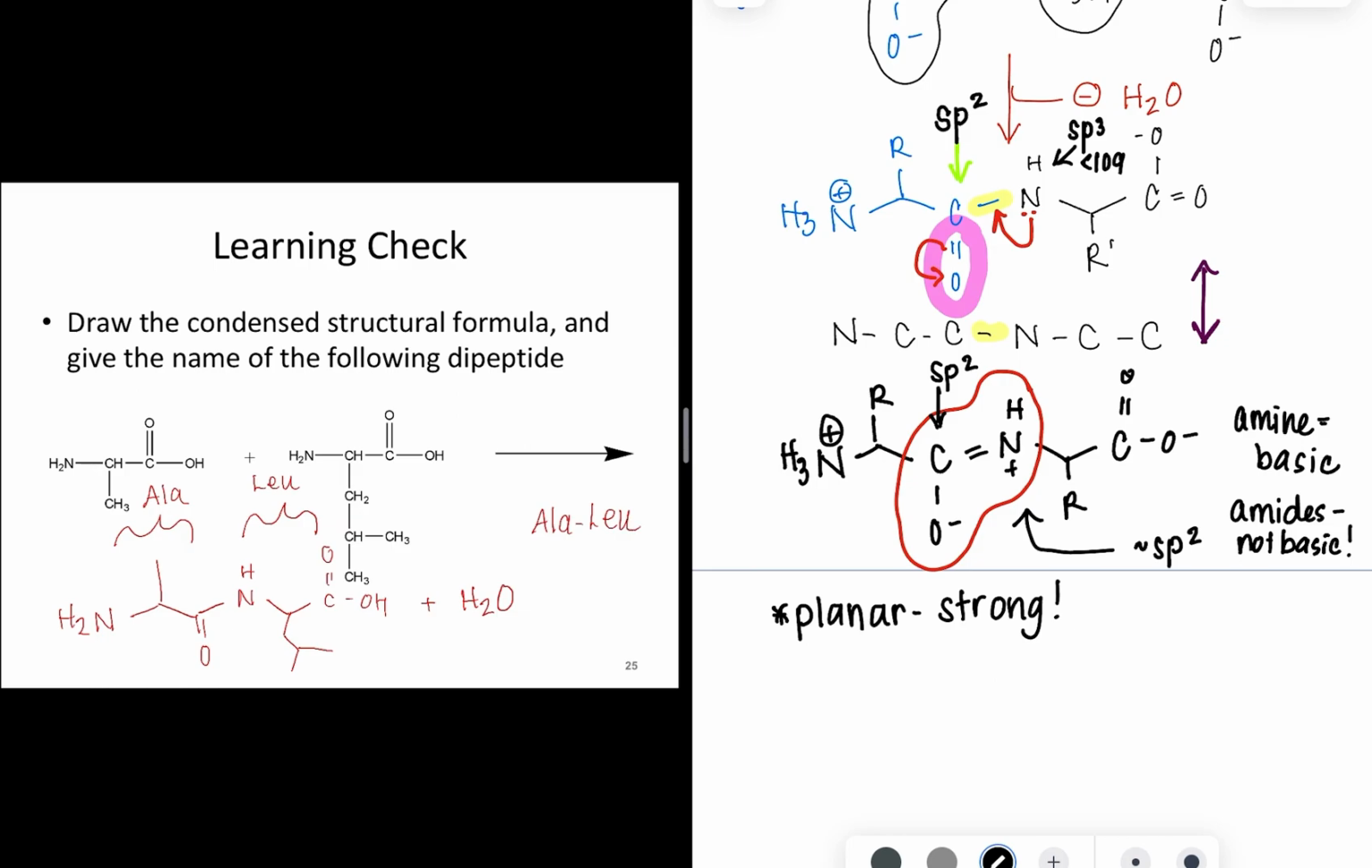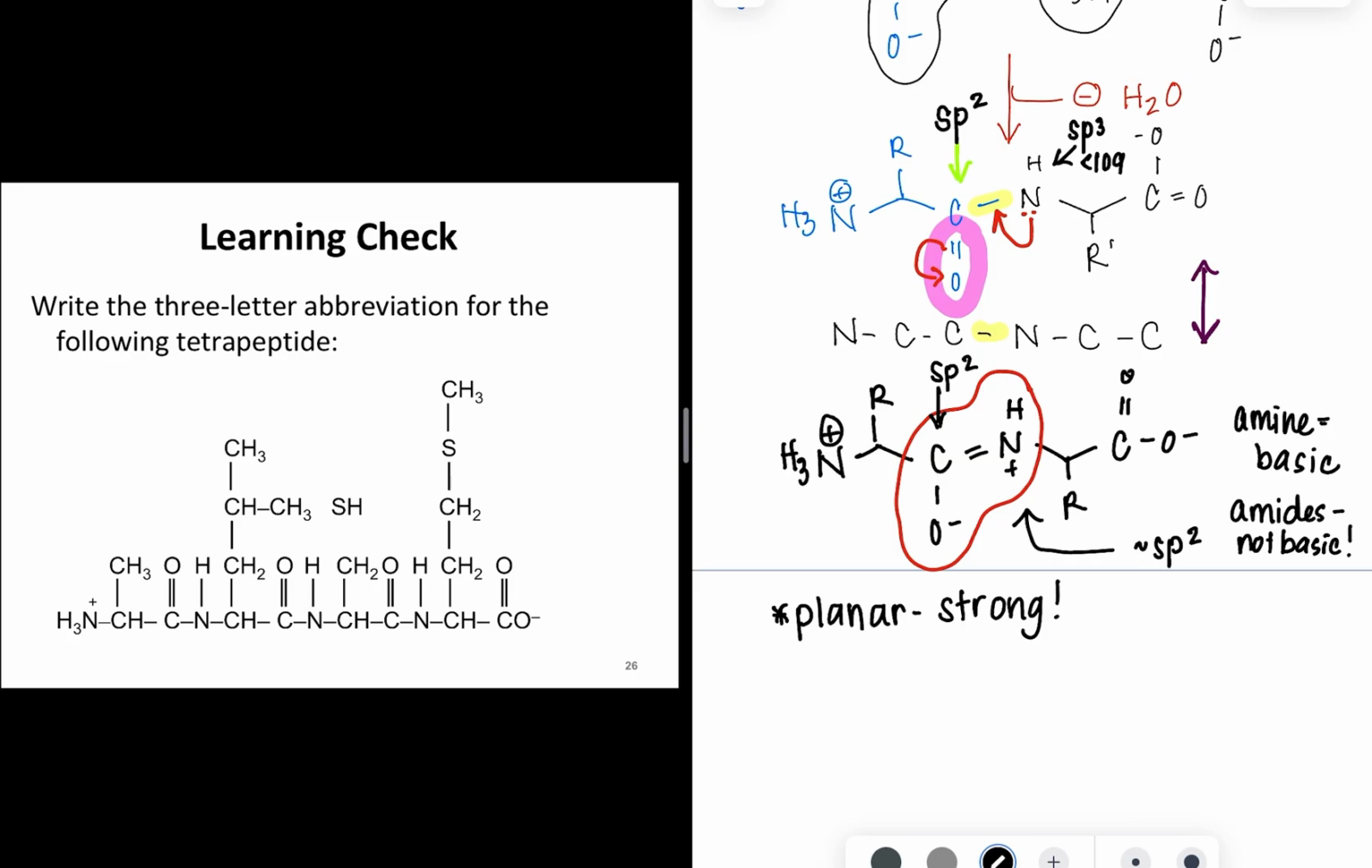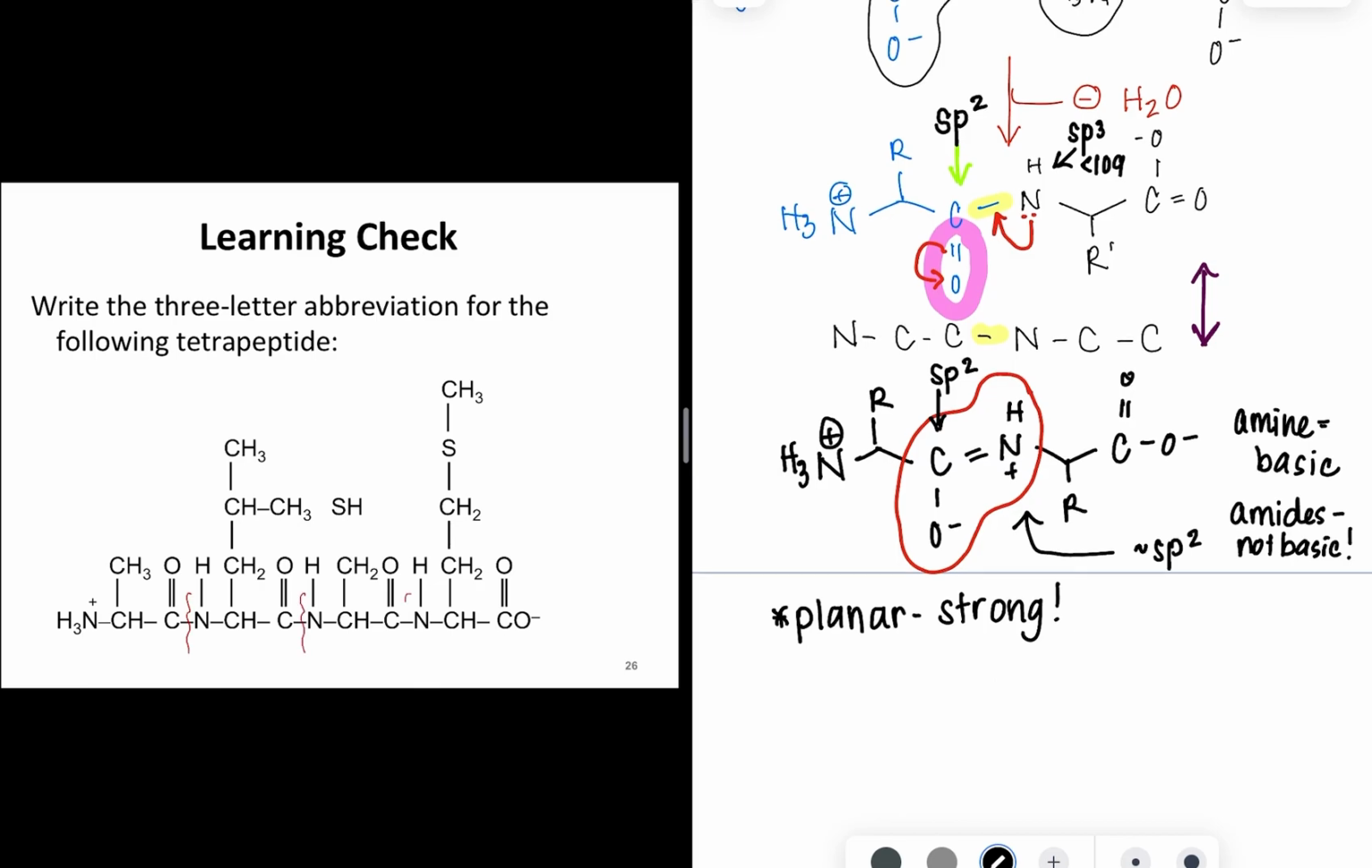You should be able to match a structure like this up to a chart of amino acids. This one looks a little messy. Let's see. So when I'm looking at this, I have amino acid number 1 there, amino acid number 2 there, amino acid number 3 there, and amino acid number 4 at the end.